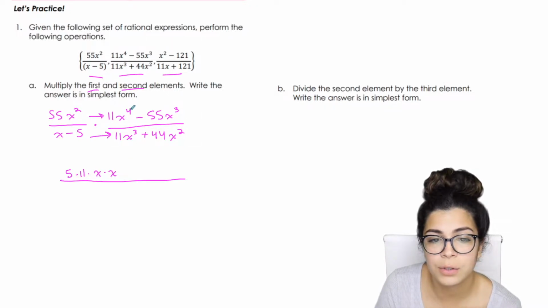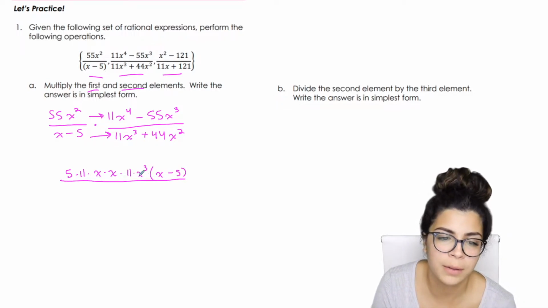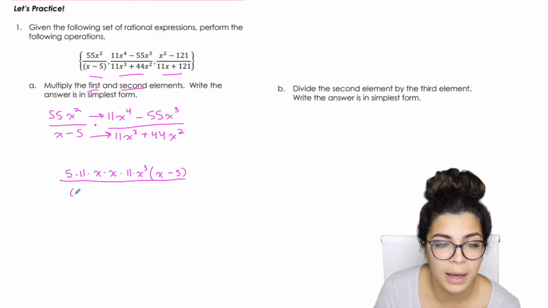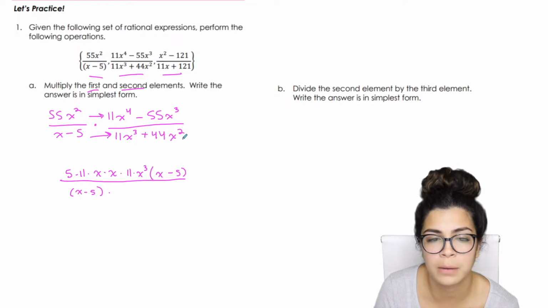From 11x to the 4th power minus 55x cubed, we could factor out an 11 and an x cubed. That leaves us with x minus 5. Of course, this is 3 copies of x multiplied together, but I'll just leave it like that for now. In the denominator, we have the x minus 5 quantity, which is multiplying with 11x cubed plus 44x squared. Now from here we can also factor out 11, and we can factor out x squared. That would leave us with x plus 4.